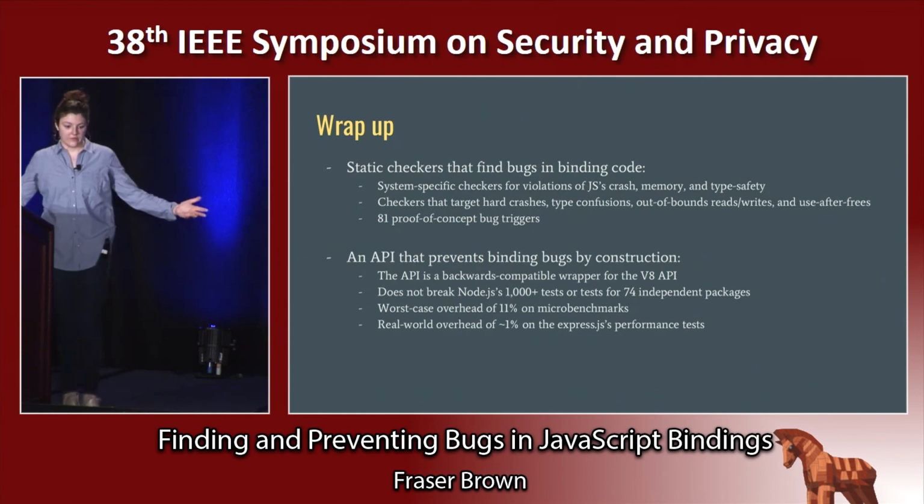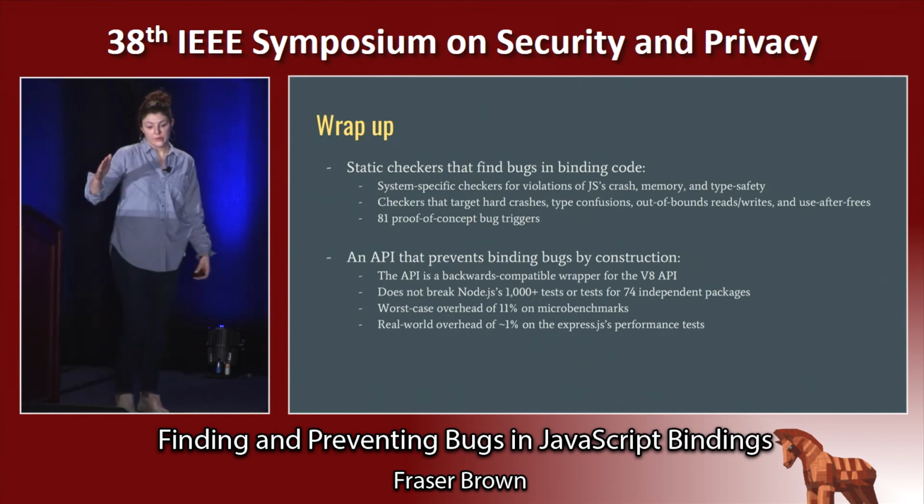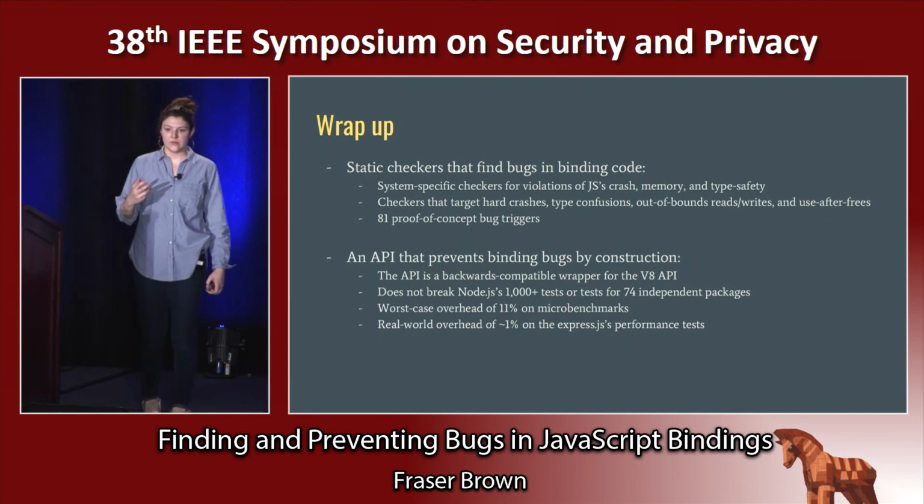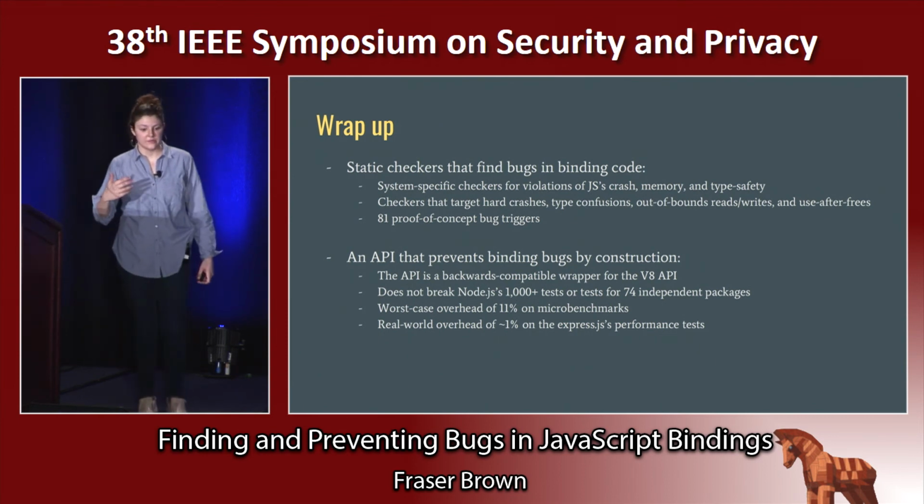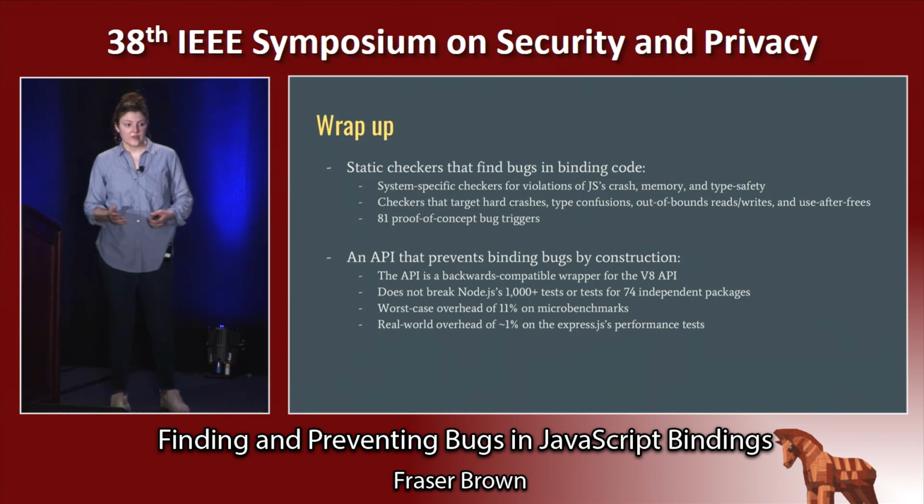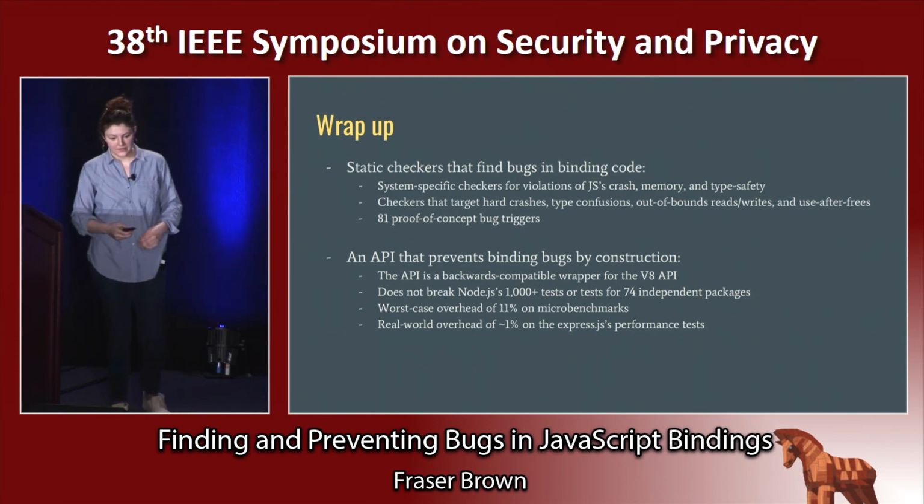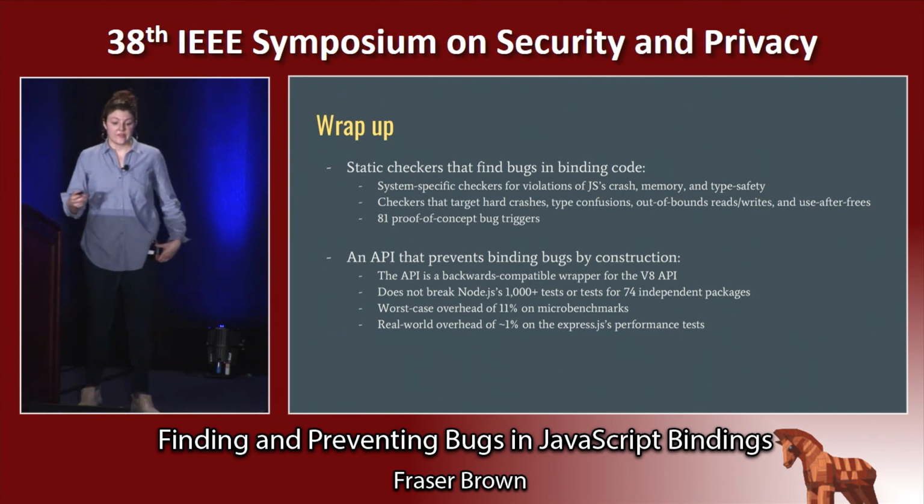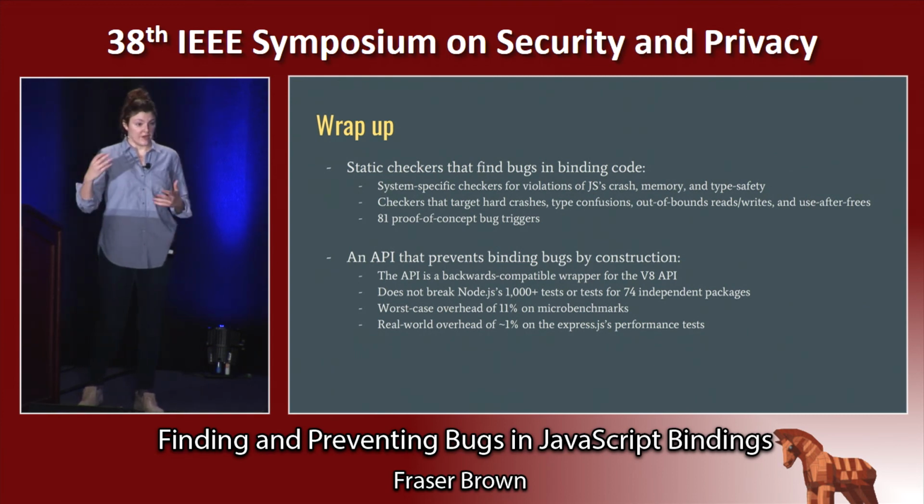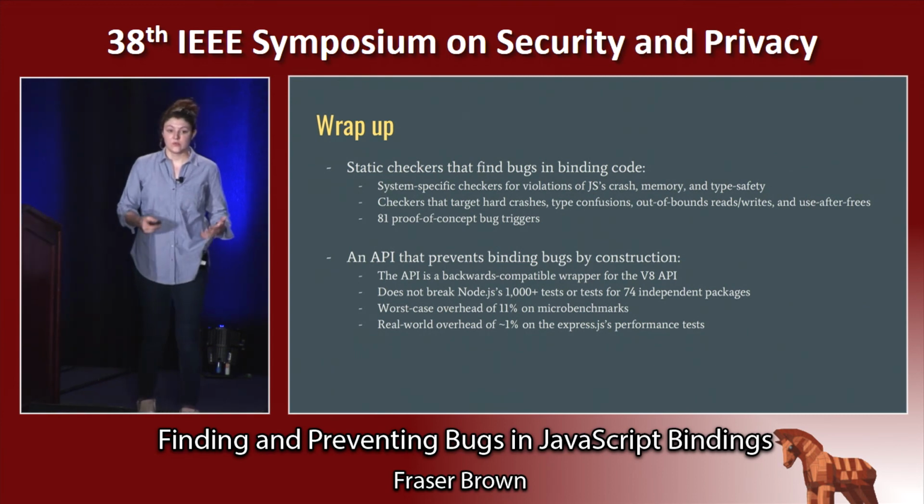All right, so this is just the wrap-up. We wrote static checkers. They found 81 exploitable bugs in binding code. They're system-specific, so they're for the systems that we check and for binding code specifically. And then we wrote an API that prevents these bugs by construction. It's backwards compatible, and it has pretty negligible overhead.